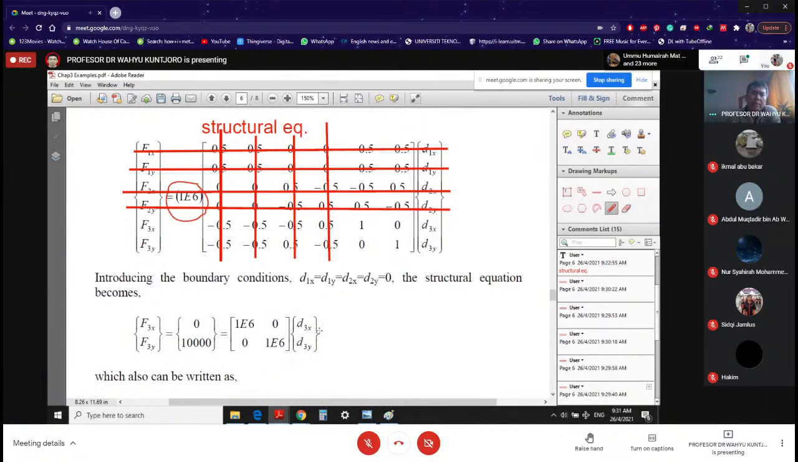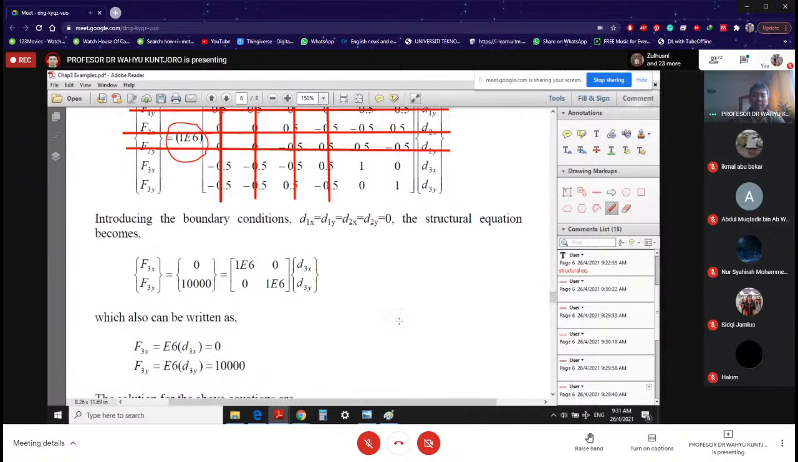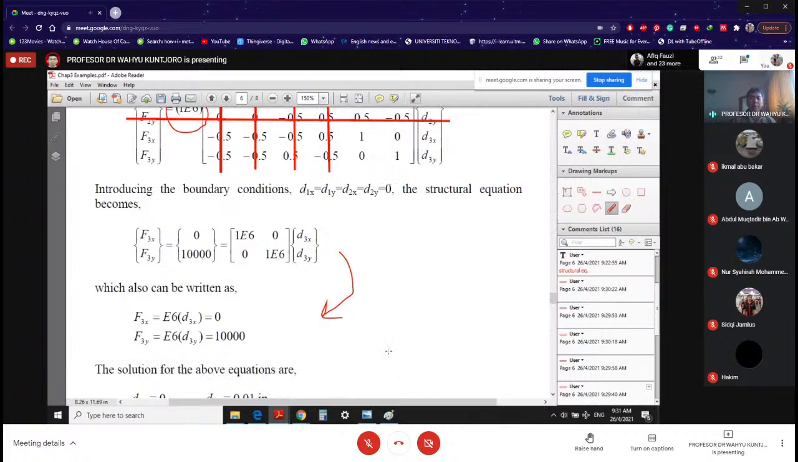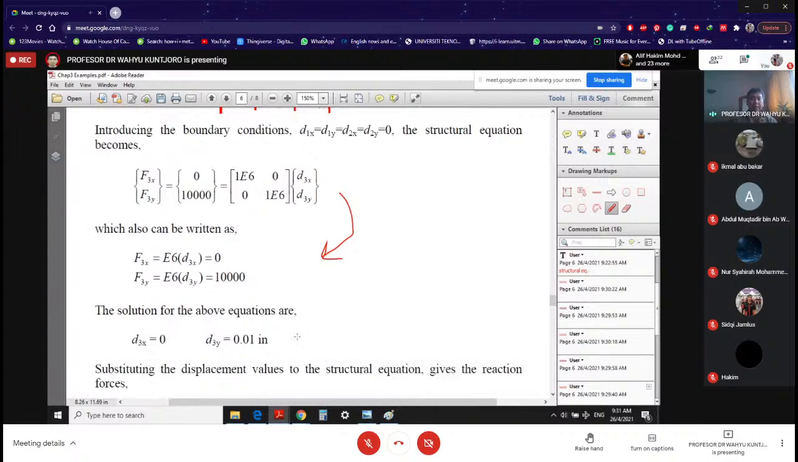So this is the structural equation after you introduce the boundary condition. 2 by 2 now. You can write this in this way. They are the same. Now, of course, you can solve this equation. 2 equations with 2 unknowns. Of course, you can find your d3x and d3y.